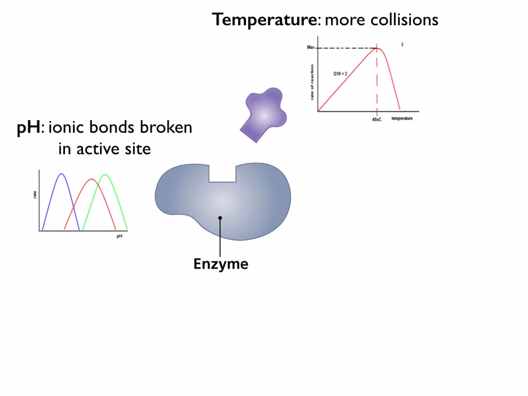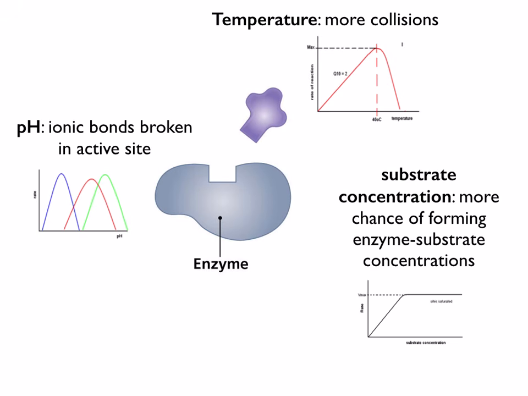If you change the temperature, you're going to have more collisions occurring. So remember the value Q10: the rate should double every 10 degrees Celsius until it reaches a temperature where the enzyme starts to become denatured, so there's a drop in the curve. Substrate concentration: there's more chance of forming enzyme substrate complexes when you increase the substrate concentration.